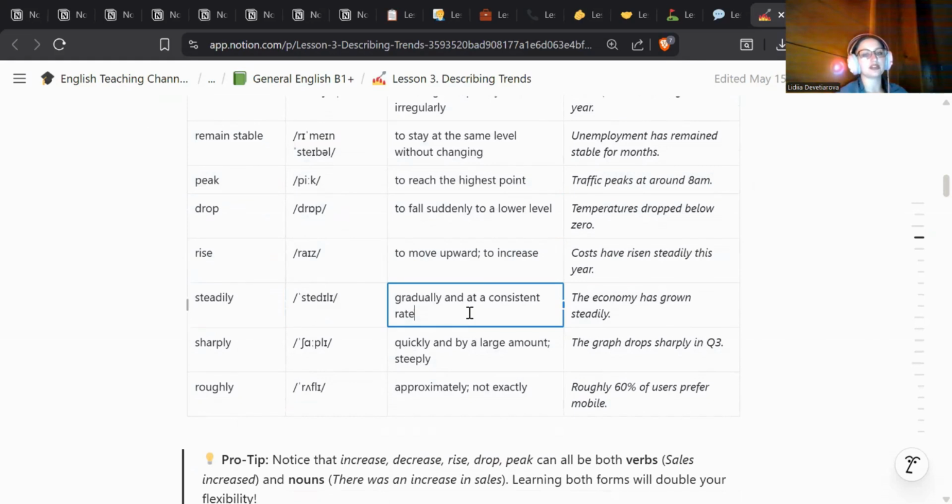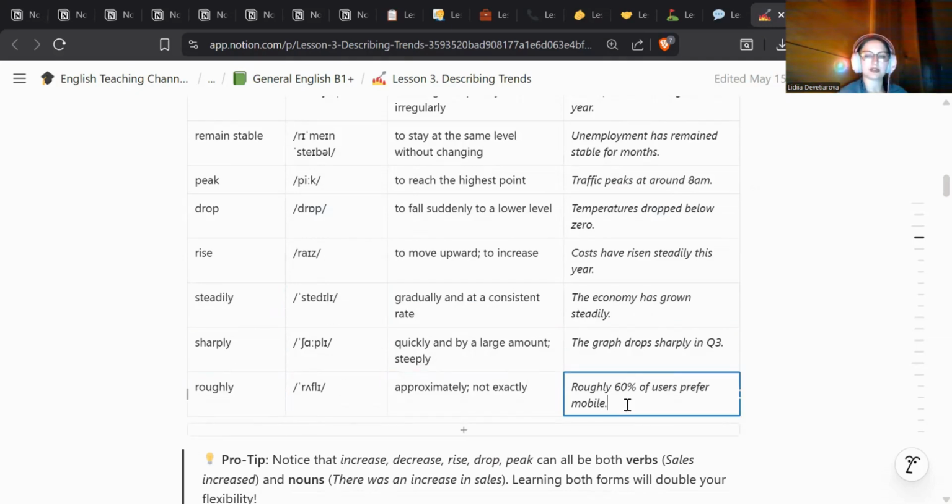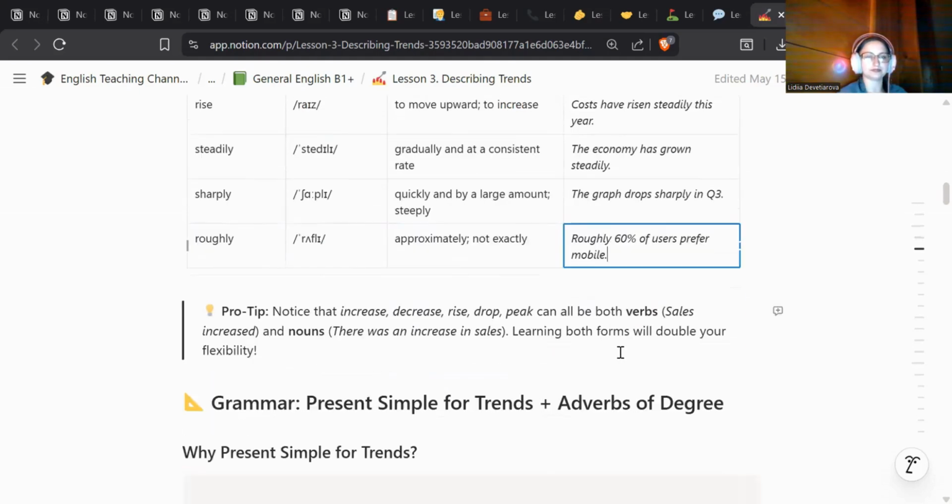Steadily, gradually and at a consistent rate. The economy has grown steadily. Sharply, quickly and by a large amount, steeply. The graph drops sharply in Q3. Roughly, approximately, not exactly. Roughly 60% of users prefer mobile.